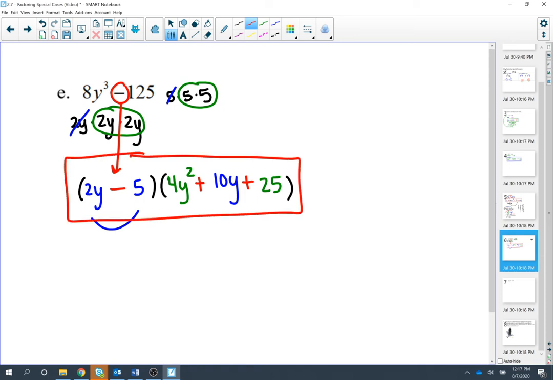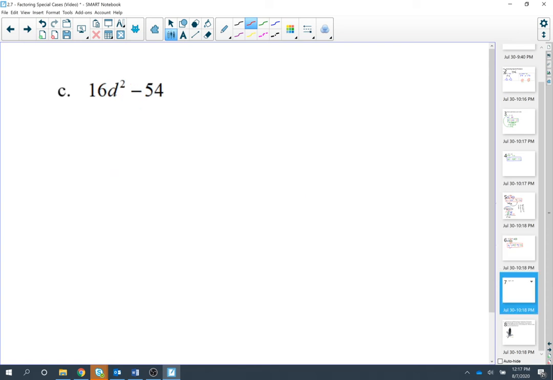Okay? Now, in doing that, go ahead, check it, multiply it out just like we did the last one, but I'm going to move on. So last example here, 16d squared minus 54. Leading term, yes, it's positive. Greatest common factor, I think there is one. So my first thought here is I'm thinking 2.